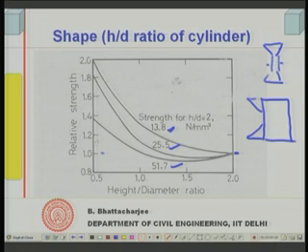But if I reduce this height, there will be superimposition of the Platen effect. For example, 0.86 into 2 would be 1.72. Down to 1.72, there will be very little reduction in strength, but if you go lower and lower, Platen effect would restrict the transverse movement of the cylinder, resulting in increase in strength. So, when you go to 0.5, there is a significant increase in strength.